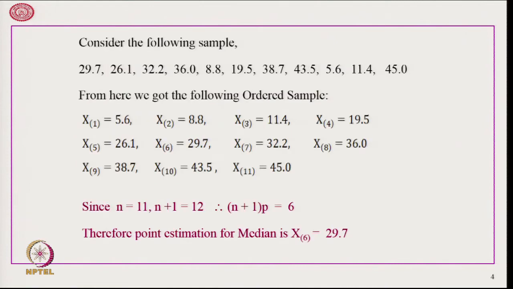So, consider for example, this set of data. There are 11 data points: 29.7, 26.1, up to say 11.4 and 45. From here, just to recollect, we take the ordered sample, that is we sort them in increasing order. Since n is equal to 11, n plus 1 is equal to 12, and hence (n plus 1) times p, which is 0.5, will give us 6. Hence, the point estimate for median is x 6, which is 29.7.